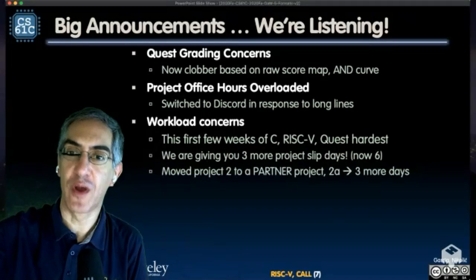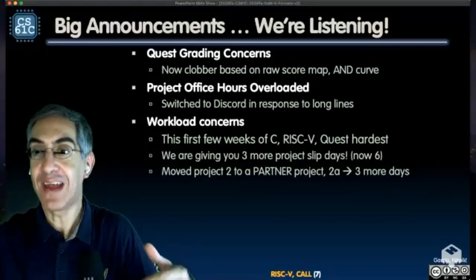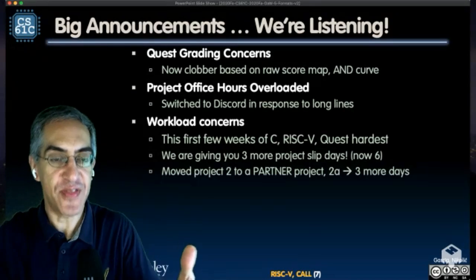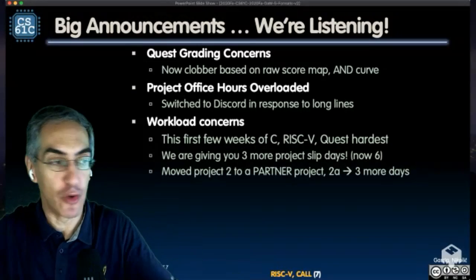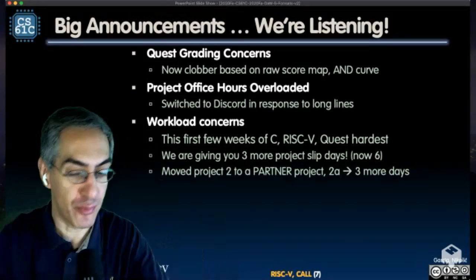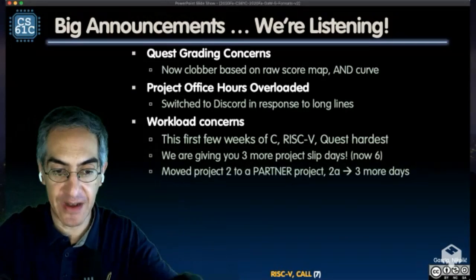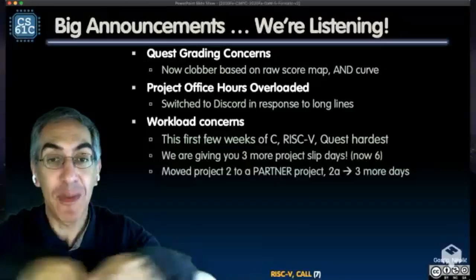And this is the second biggest one. We are moving project 2 to a partner project, and giving 2A 3 more days. The reason for this is we think that the reason people were having such long lines is that they're all solo. You can't ask your friends. And there's a trade-off to this. When you go to a partner project, there's a chance that one partner may not learn all the things, because they divide it in half and one person learns half, the other person the other half. We want all of you to learn all of it. So help each other learn.